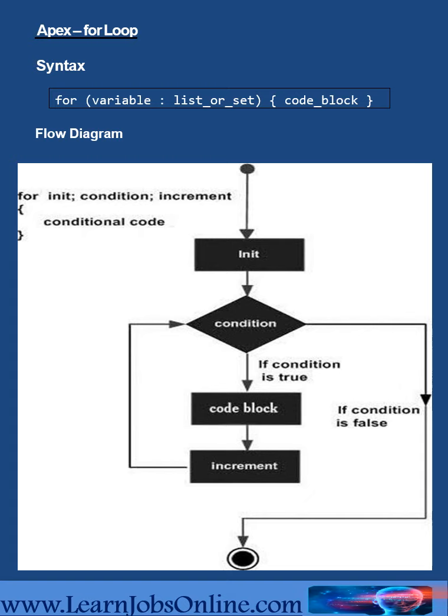Now let's review the for loop in Apex. A for loop is a repetition control structure that allows us to efficiently write a loop that needs to execute a specific number of times. Consider, for example, a business scenario where we are required to process or update 100 records in one go. And so first we have the syntax in front of us, and the flow chart or the flow diagram demonstrates the path that it takes.